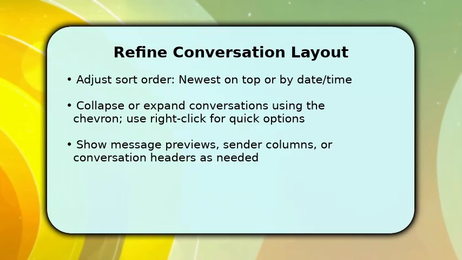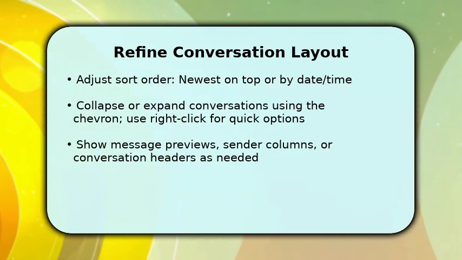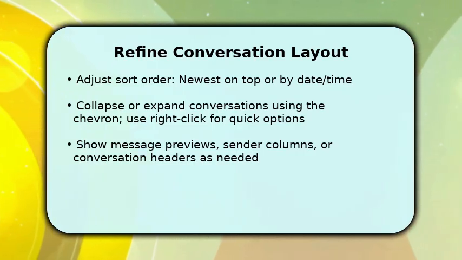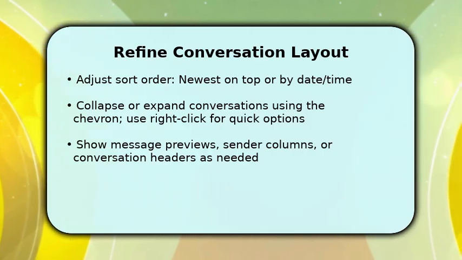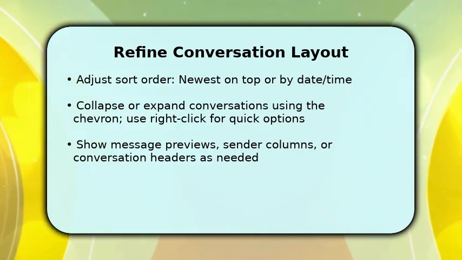Right-click a conversation to apply quick commands like move or mark as read. Make sure sender and date columns remain visible so you can prioritize. These adjustments help you manage long threads and preserve important context.